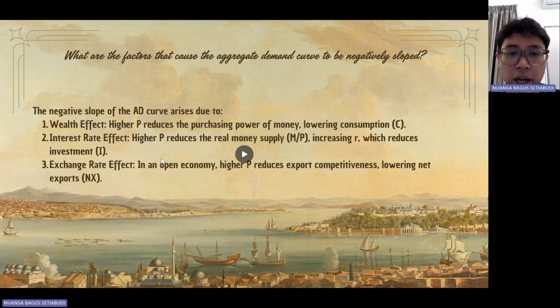And together, these three effects, the wealth effect, the interest rate effect, and the exchange rate effect, explain why the aggregate demand curve slopes downward. Simply put, as the price level rises, various mechanisms reduce the aggregate output Y. And then we move on to the other slide.